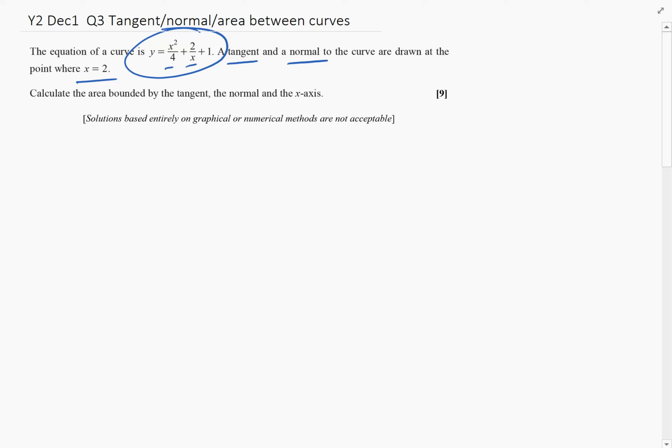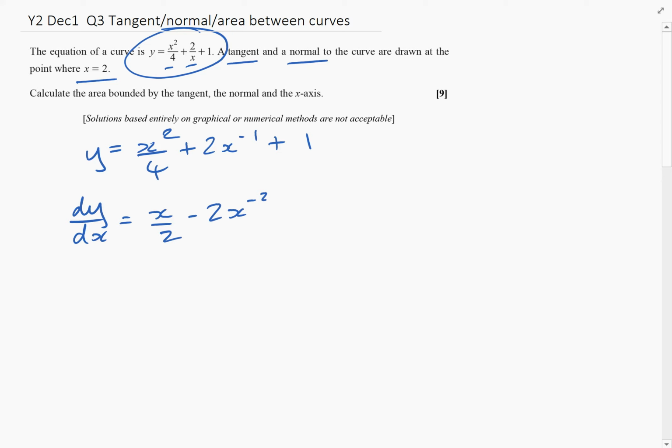So we need to find the tangent and then the normal. So we're going to have to differentiate. So y equals x squared over 4 plus 2, just bring the x to the top there. Now differentiate. So dy by dx is going to be 2x over 4, so that's x over 2 minus 2x to the minus 2. I'll write it like this because we're going to need to do a substitution in a minute, I think.